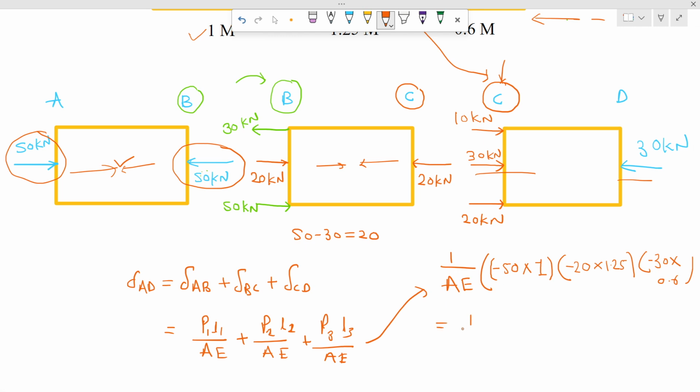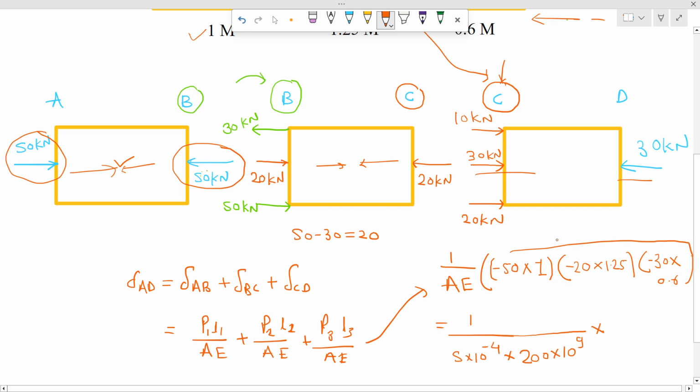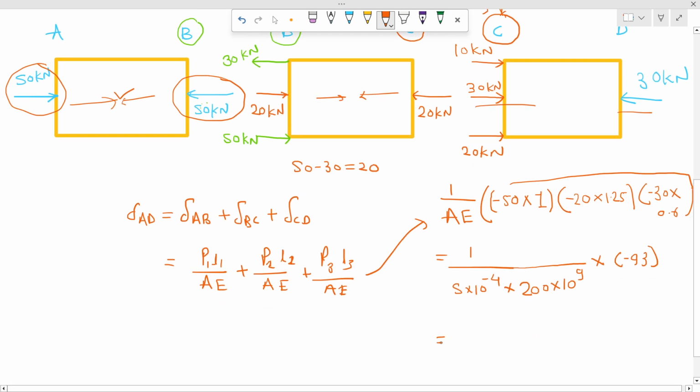So that will be equal to 1 upon, the area is given 5 centimeter square. So 5 into 10 raised to minus 4, so that the answer will be in meter square, into E is given 200 GPa. So into 10 raised to 9, multiply by, if you solve this section, you will get minus 93. So if you solve, you will get minus 0.93 meter. So that is the deflection of the bar.